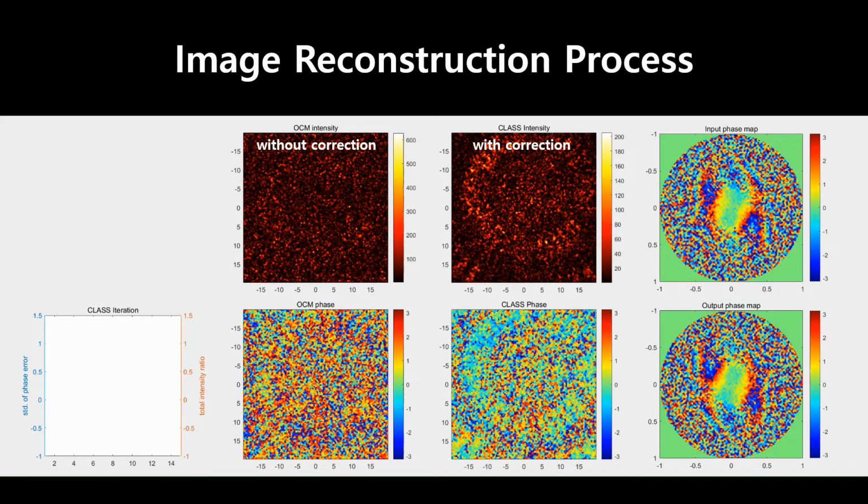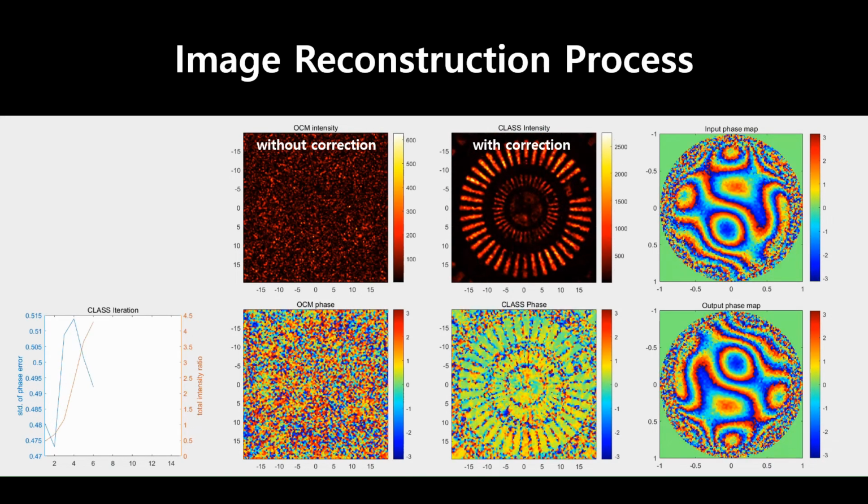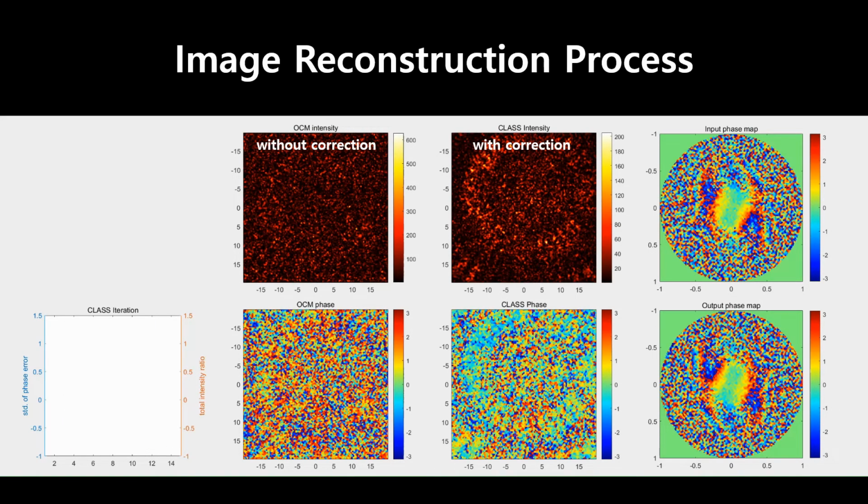The CLASS algorithm iteratively finds the aberration in illumination and detection paths and the target image separately. As the iteration continues, the target image with aberration correction becomes sharper. After a few iterations, it converges into a final optimal image with a significantly improved image quality compared to the image without aberration correction.